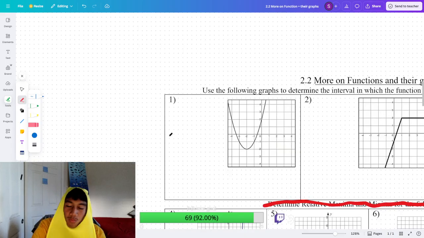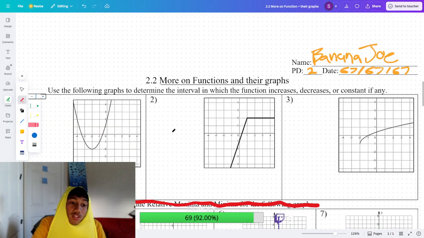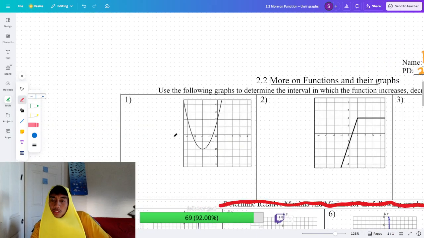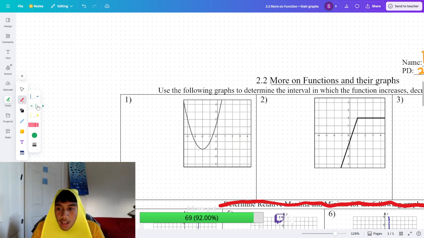Banana Joe coming at you live with problem number 1. So we need to use these following graphs to determine the interval in which the function increases, decreases, or remains constant. How do we do that? What I like to do personally is plot the point in which the direction of the graph changes, and I also draw a line down the middle to showcase where that change is, which is at negative 2.